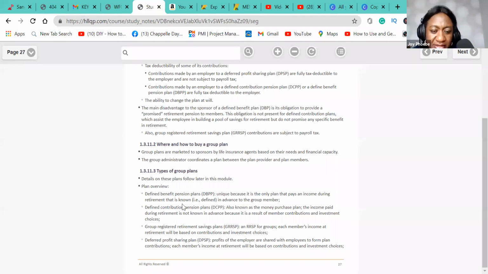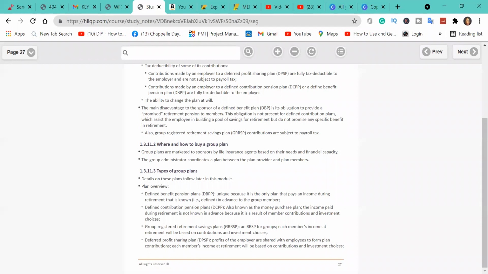Okay, so look here. A defined benefit pension plan is unique because it is the only plan that pays an income during retirement that is known, that is defined. It's the only benefit that tells you from when you join a company how much you will get when you are retired. They will even go as far as telling you that when you retire, you'll be earning this amount on a monthly basis. So it's defined. From the beginning, you know how much you'll be making.